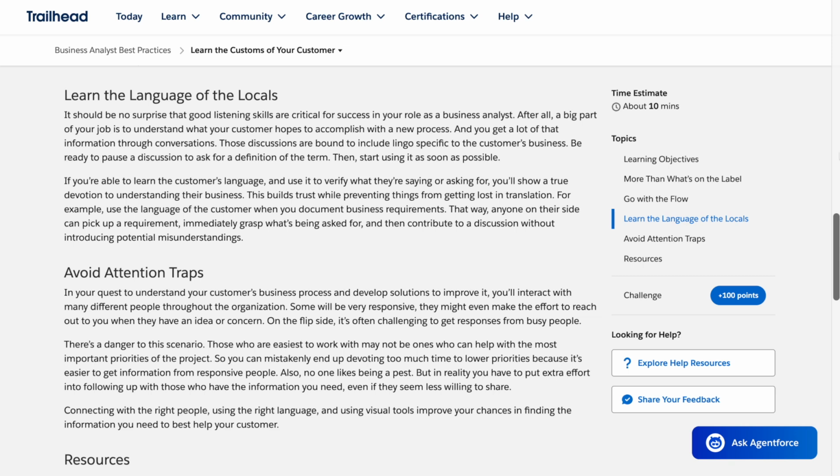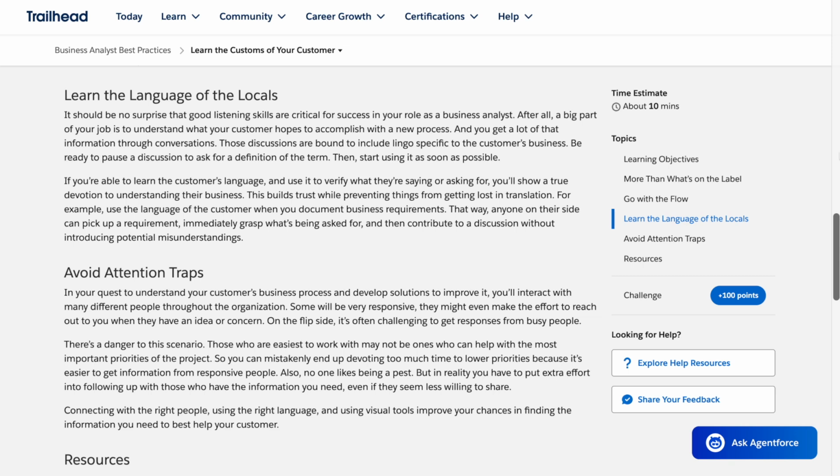If you're able to learn the customer's language and use it to verify what they're saying or asking for, you'll show a true devotion to understanding their business. This builds trust while preventing things from getting lost in translation. For example, use the language of the customer when you document business requirements. That way, anyone on their side can pick up a requirement, immediately grasp what's being asked for, and then contribute to a discussion without introducing potential misunderstandings.